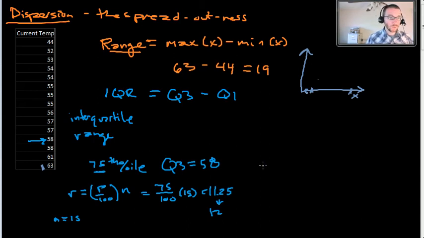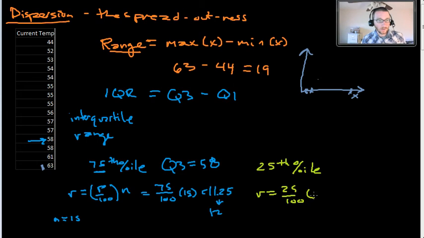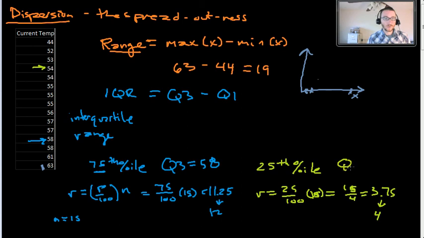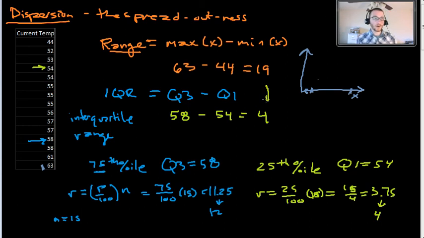How about Q1? Q1 is going to be our 25th percentile. In this case, our rank is going to be 25 over 100 times 15, which is 1/4 times 15, or 15 over 4, which is 3.75, 3 3/4. Now we round that up to 4, and we have 1, 2, 3, 4. So Q1 equals 54. In this case, our interquartile range is going to be 58 minus 54, which equals 4.